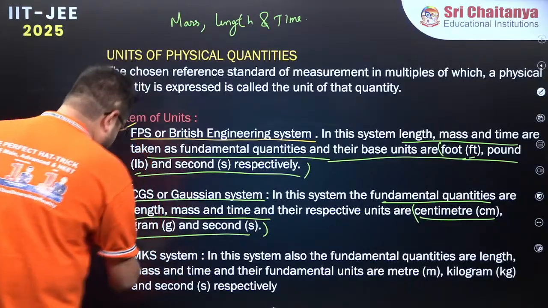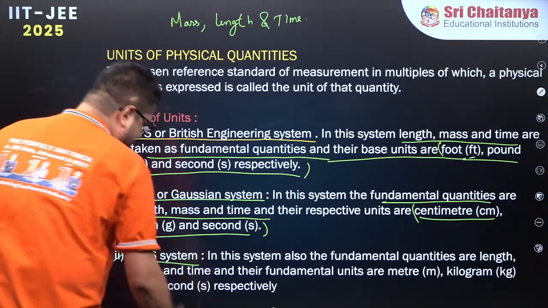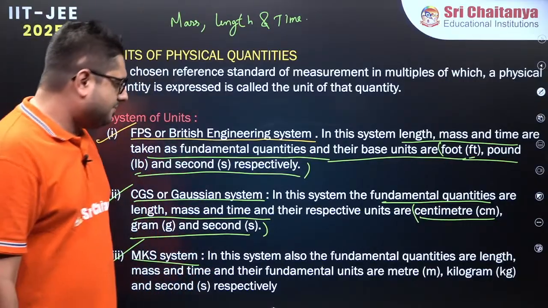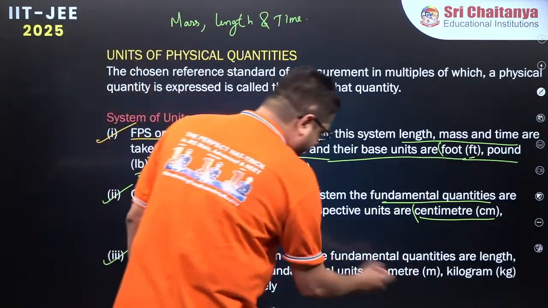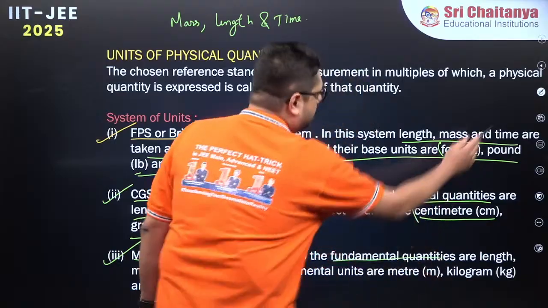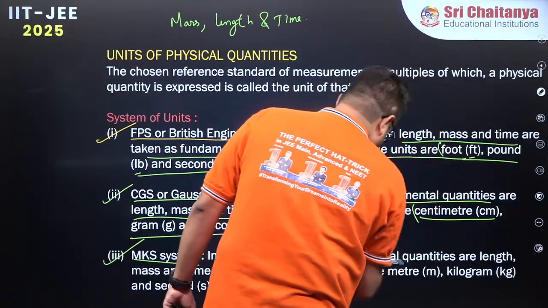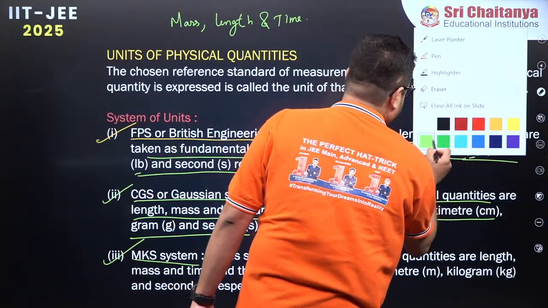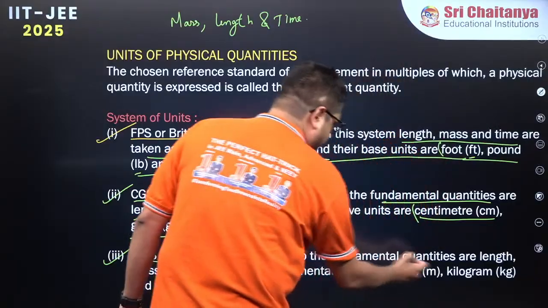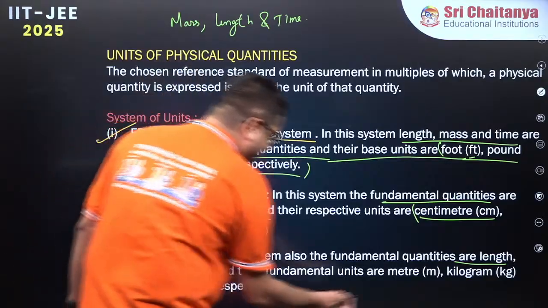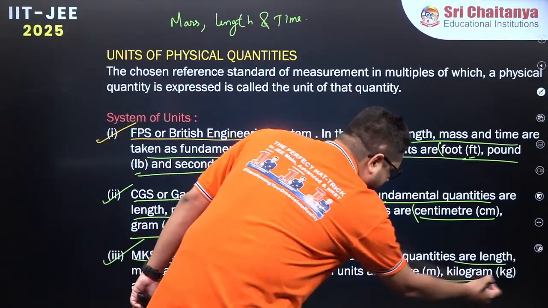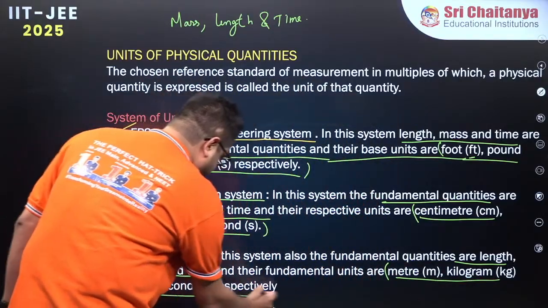Next is going to be the MKS system, that is known as the meter, kilogram, second system. You can see that in this system also the fundamental quantities have to be length, mass and time, and the fundamental units are meter, kilogram and second respectively.